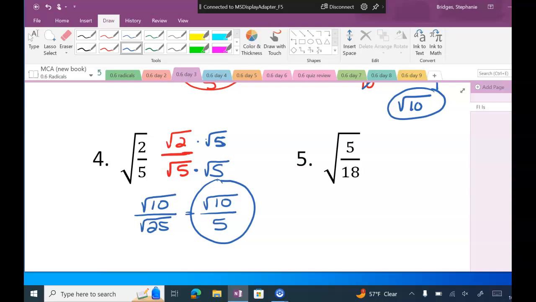Now, our square list only goes to the 15th one, so when you're working with these bigger numbers, you might want to use your calculator.